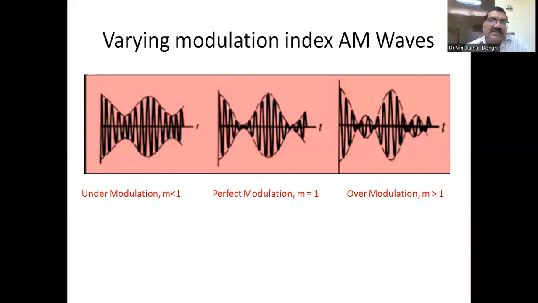So practically under modulation is preferred, but the only disadvantage is that the power consumption in under modulation is more. So we will try to go to perfect modulation, but not over modulation. If you go into over modulation, you will lose the data. So this is the practical aspect of under modulation, over modulation, and perfect modulation.